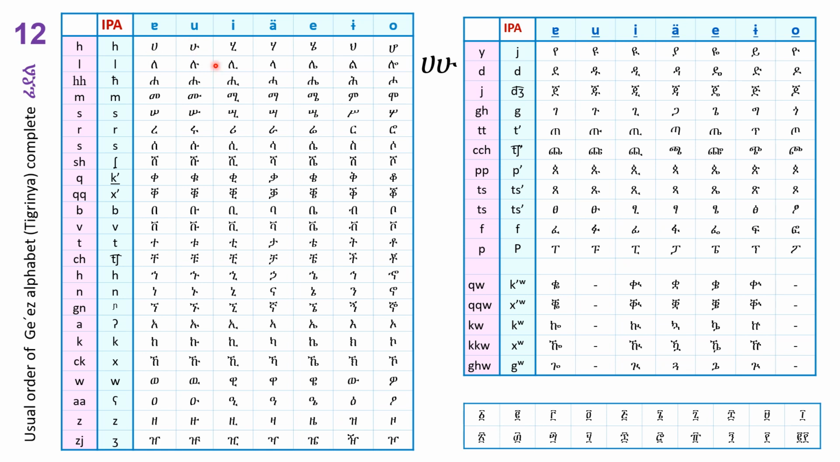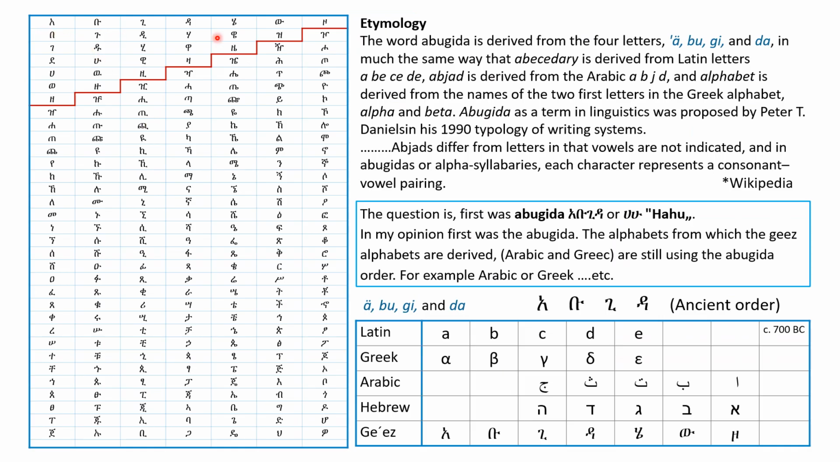Ha, hu, he, ha, he, ho. Hahu order. Abugida order. The word Abugida is derived from the four letters Abugida, in much the same way that abecedary is derived from Latin letters A, B, C, D, or A, B, K, D.